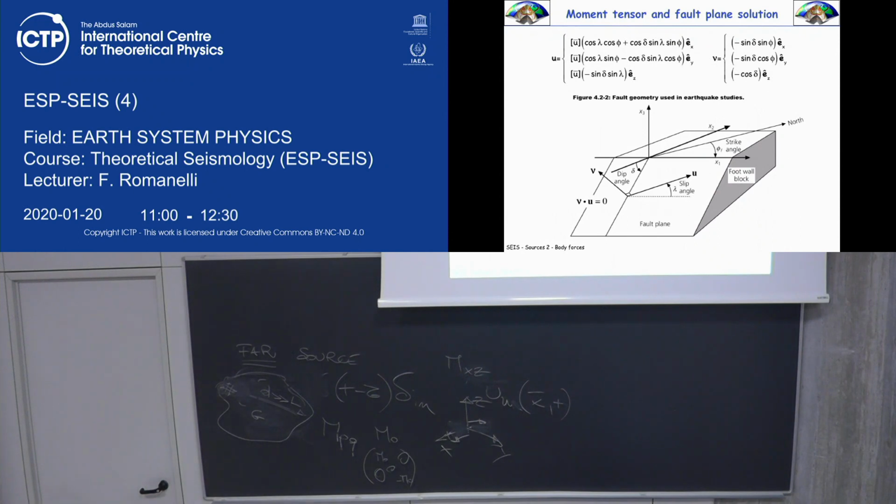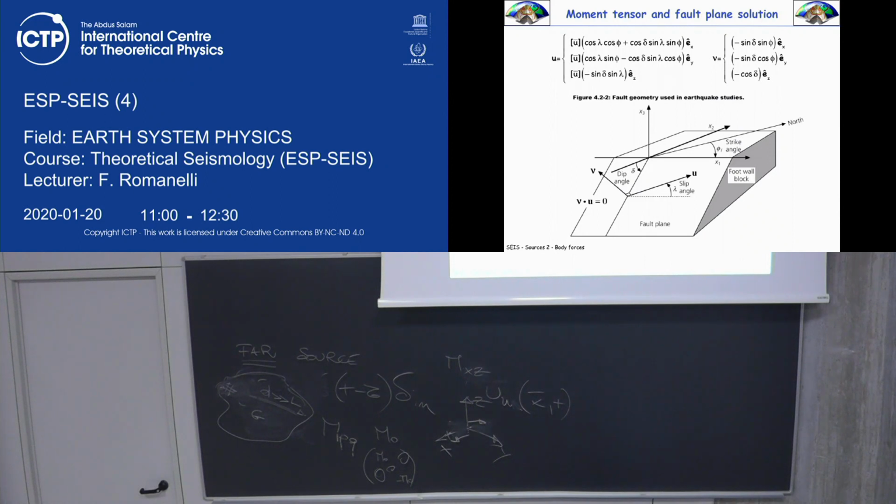How to relate them? Well, it's just geometry. For example, and this is maybe a very important picture, but it's very simple. I try to modify the picture in the Stein and Wysession book with our notation. So what do we have here? Well, that's the fault.